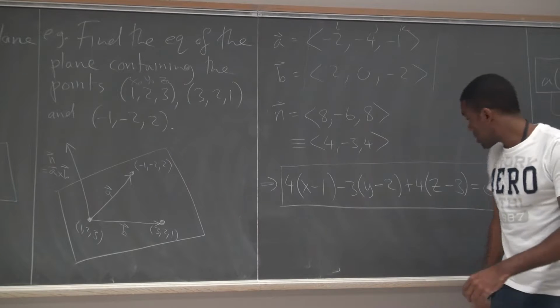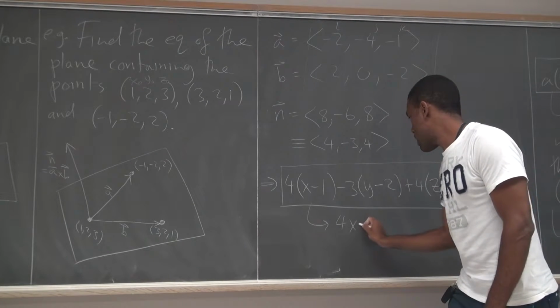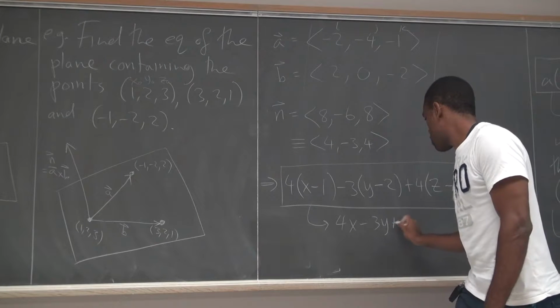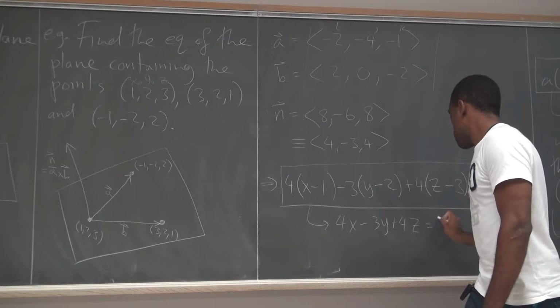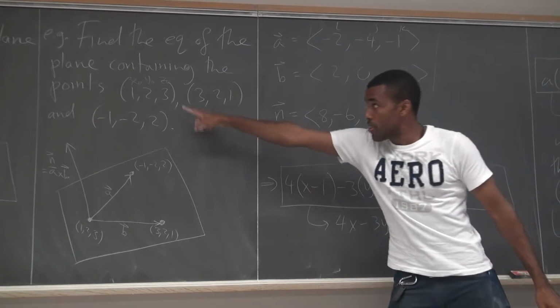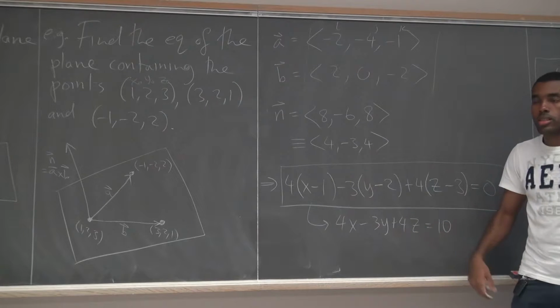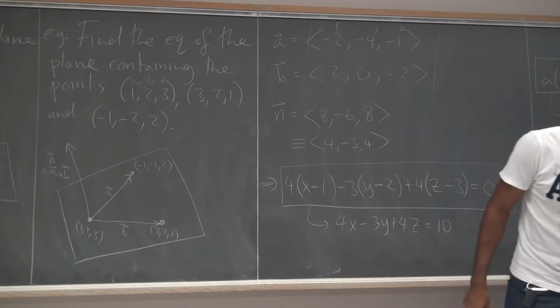I wrote down what that simplifies to. This, by the way, simplifies to 4x minus 3y plus 4z equals 10. Right? And you'll see, if I pick any other point, if I didn't choose 1, 2, 3, or I chose this or I chose that, you'd realize they'd all simplify to this. So it's not something you have to worry about.